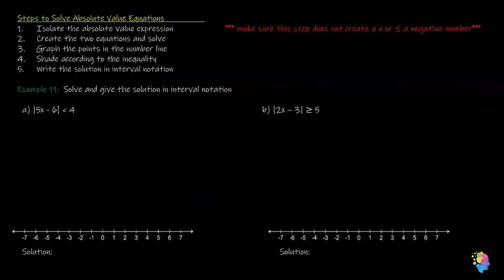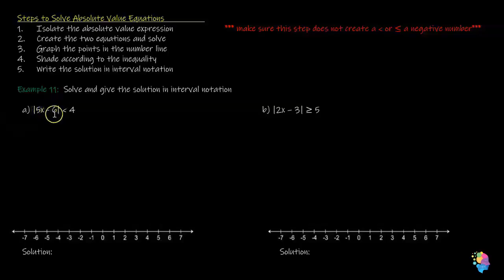Let's try another one. Let's go through the steps again. First, we need to isolate the absolute value expression. We need to check on which side of the inequality is the absolute value. In this case, the absolute value is on the left side of the inequality. Then we check, is there anything outside the absolute value on that same side, on the left side? And there isn't. So since there isn't anything outside the absolute value on the left side of the inequality, that means that our expression has been isolated.